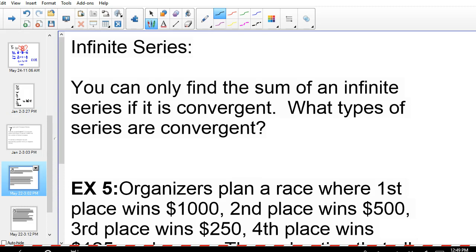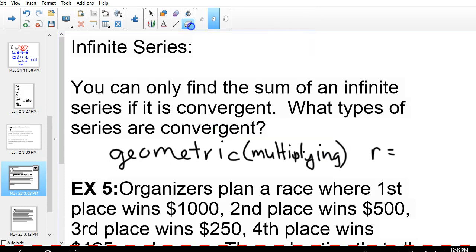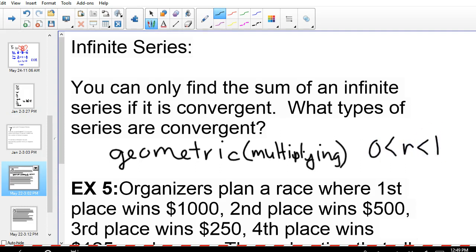The type of series that are convergent that we're going to see are geometric, which means, for those of you who weren't here, multiplying, where our r, or that number we're multiplying by, is between 0 and 1. Let me write this a different way: 0 less than r less than 1. So we're multiplying by a fraction like 1/2. For example, if I start at 1,000 and I take half of it, 1,000, 500, 250, 125, that number is going to get smaller and smaller, but it's eventually going to go to 0, right? It has a limit to it. So these are the only type of thing that we're going to see.